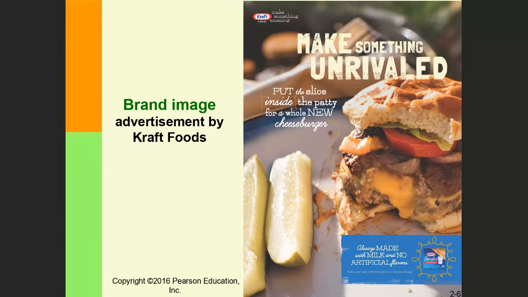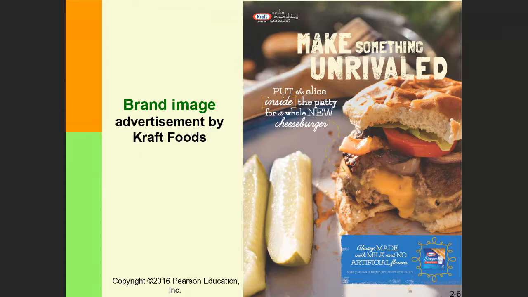I like the headline of the ad. Make something unrivaled. It means it's unbeatable. You can't beat that. Look at the patty. It's telling you to put the slice inside the patty for a whole new cheeseburger. It transforms your burger, giving it a different taste. And down it says always made with milk and no artificial flavors. So this is the brand image that Kraft Foods is trying to send to us: a brand that takes care of quality, of our health, of using natural ingredients, and so on.